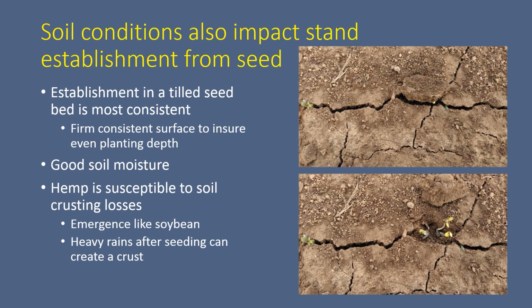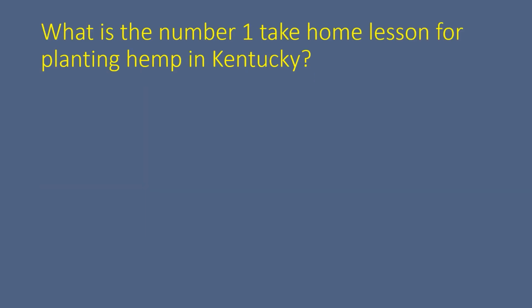Again, you need good soil moisture, but if you get a heavy rain and the soil crusts over, hemp is going to struggle to break through that crust. Hemp emerges and grows much like soybeans do. And so as it's trying to break through that crust, the stem can actually break off and cause a loss of plants due to them trying to break through that crust. So we need to work on some methods for reducing the crust. So those are a few things to think about, when we're planting hemp.